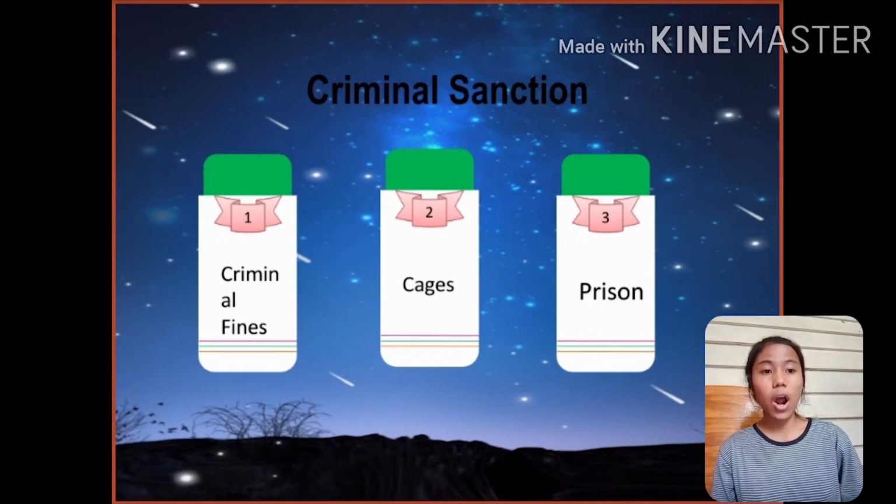Criminal sanctions are tax sanctions given in the form of criminal penalties. And in the tax law itself, there are three criminal sanctions. The first is criminal fines, the second is caging, and the third is imprisonment. It depends on the action taken, as recorded in the tax law.